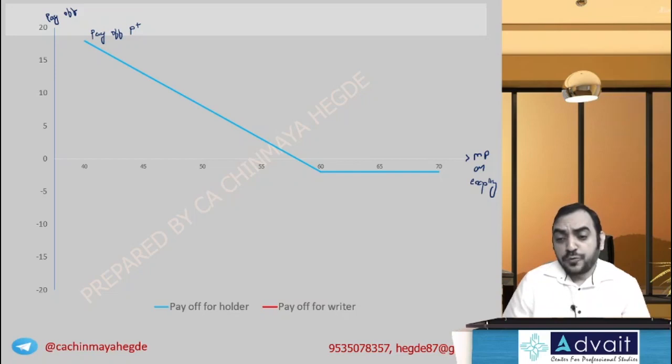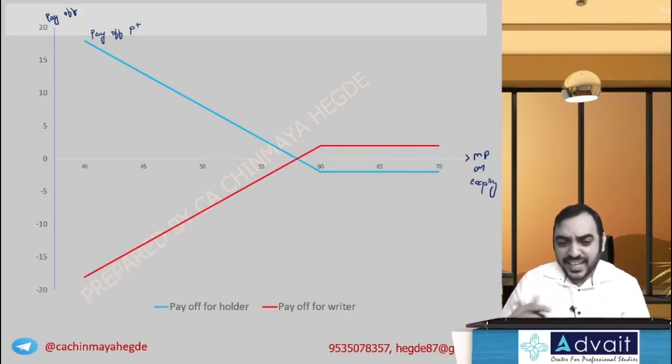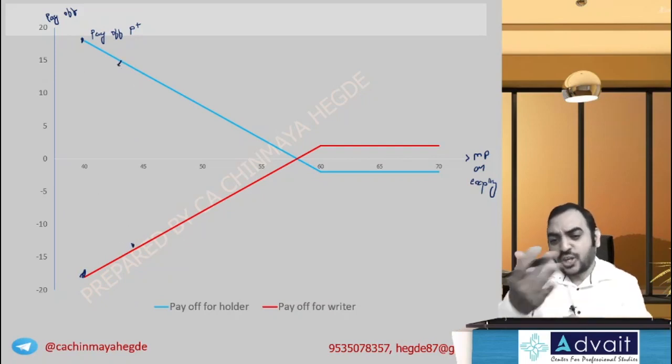Now, how do we do it for the writer? Exact opposite. Simply, you can write the exact opposite. Here, whatever the point was there, minus 18 becomes plus 18. And here it was for 45. It was plus 13, and here it becomes minus 13. You can just write the exact opposites.